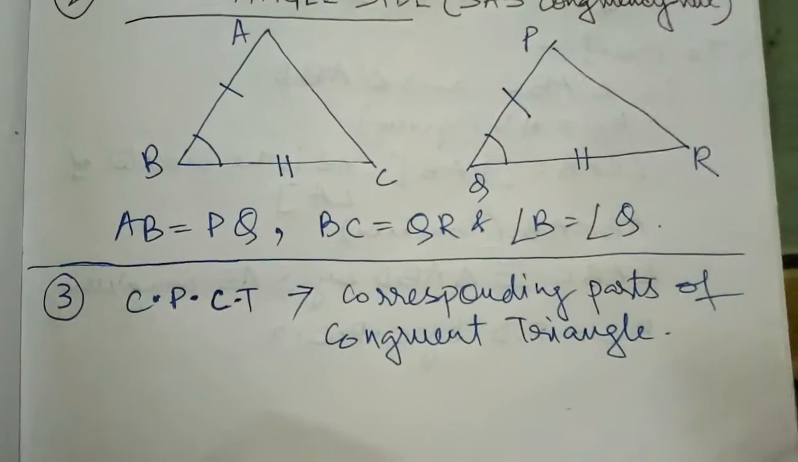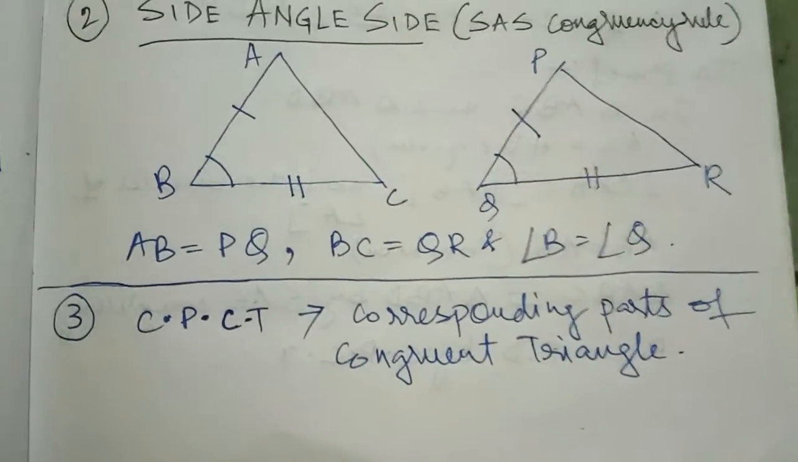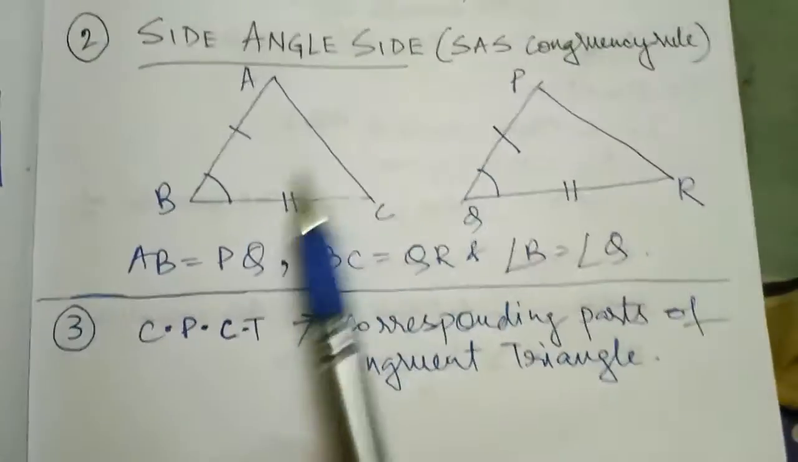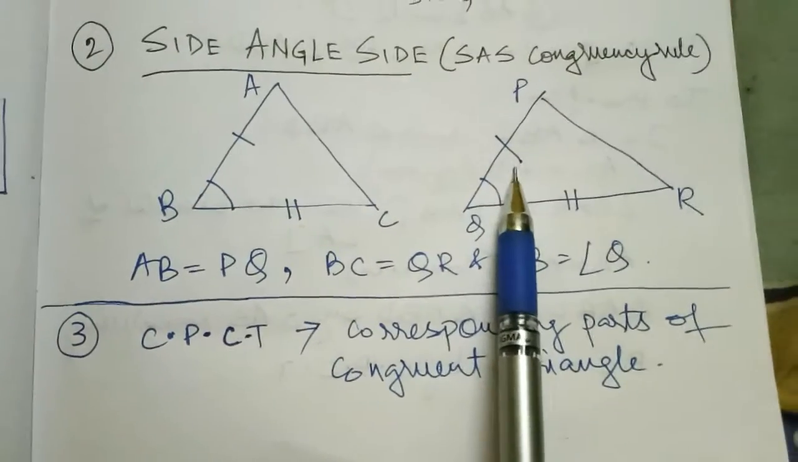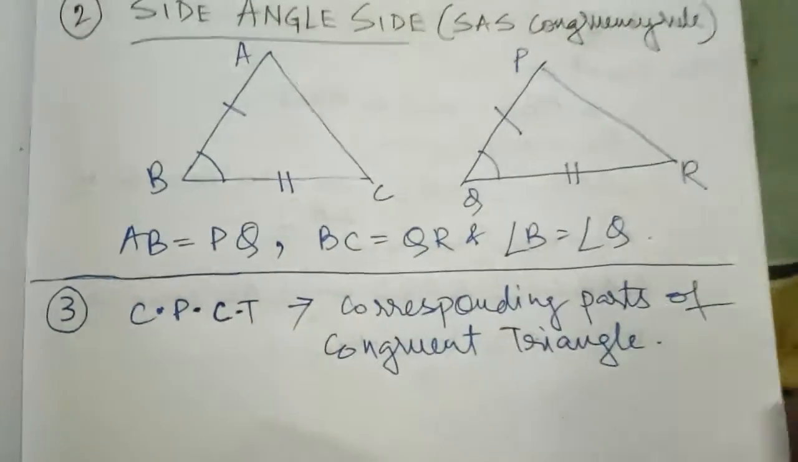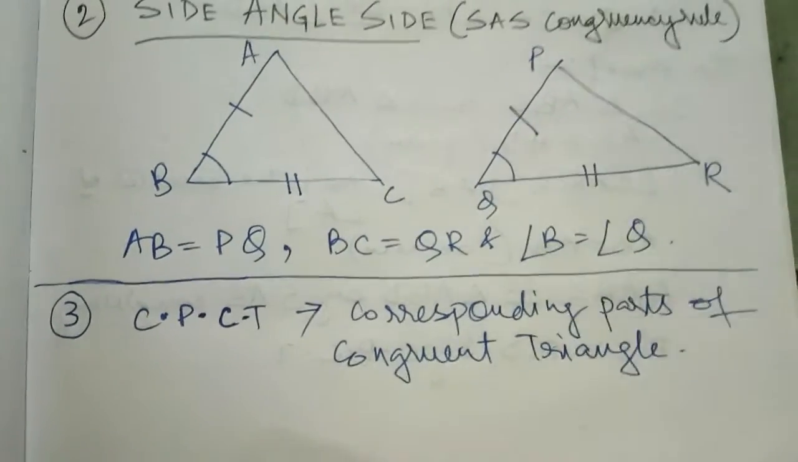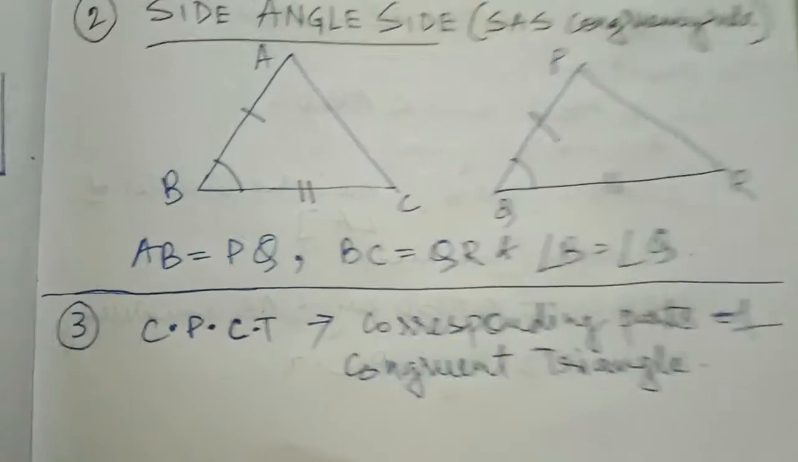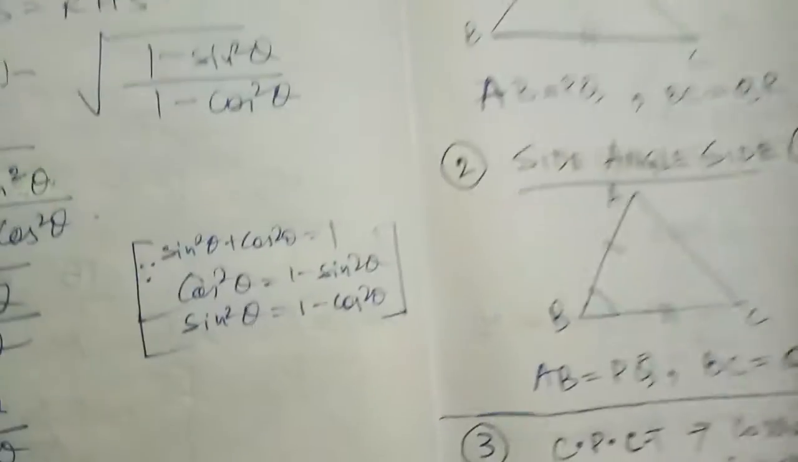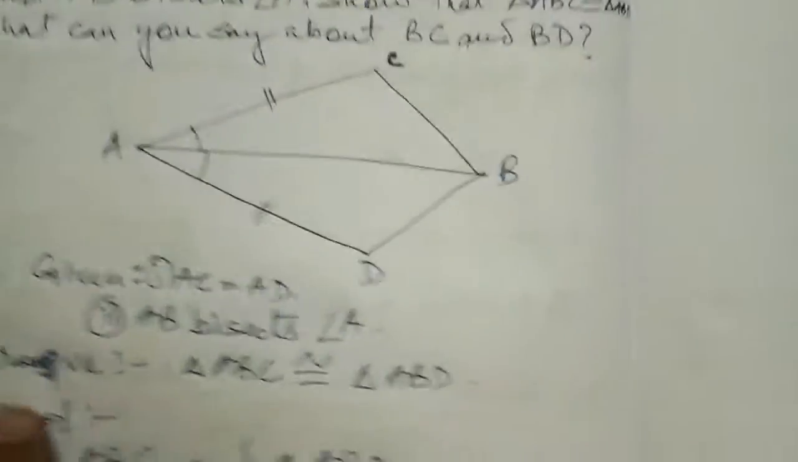Why have I written this one? Because in some questions, if these two triangles are congruent, we can say that any of the sides, any of the angles will be equal. How? By CPCT. I'll show you one example. See, I have taken one example.